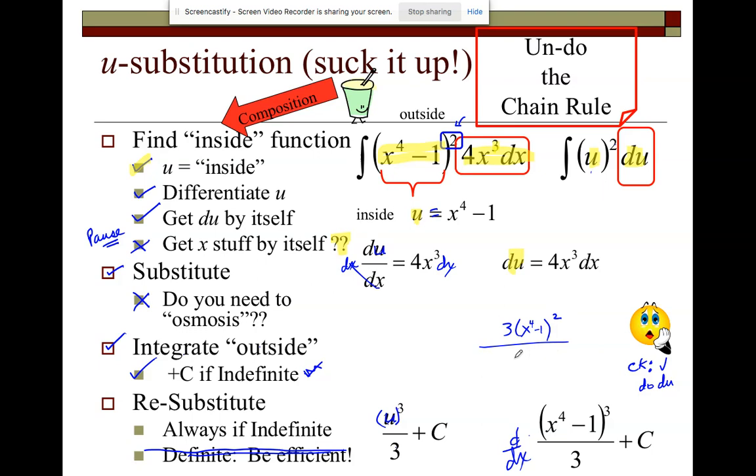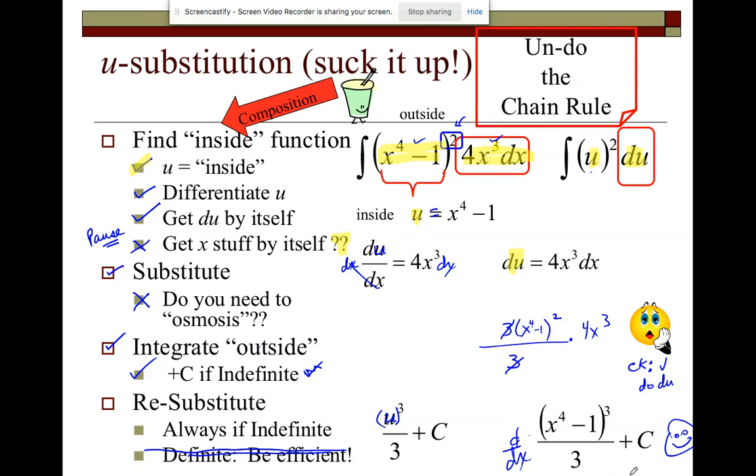There's still this 3 here, right? Spit out the derivative of the inside. These 3's cancel out, and I'm left with x to the fourth minus 1, all squared, times 4x cubed. And the derivative of the constant, of course, is 0.